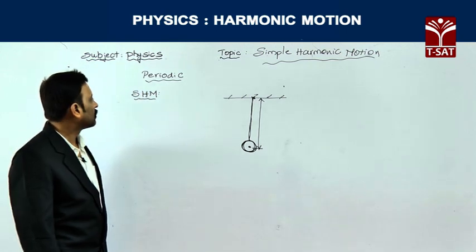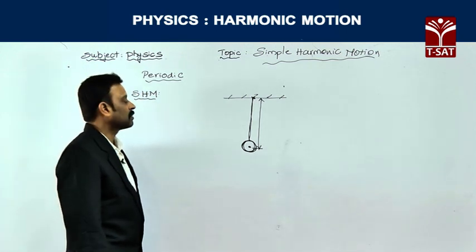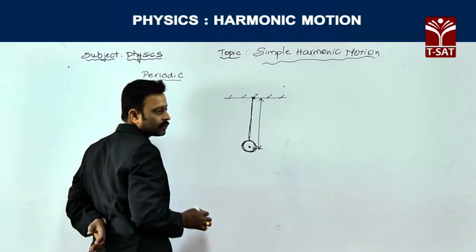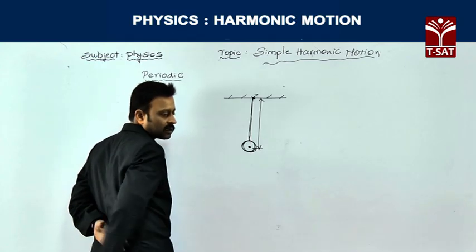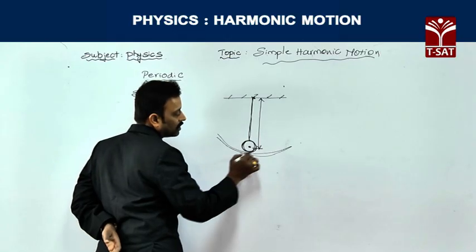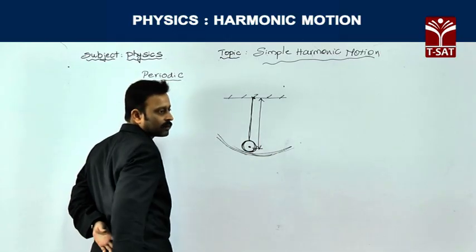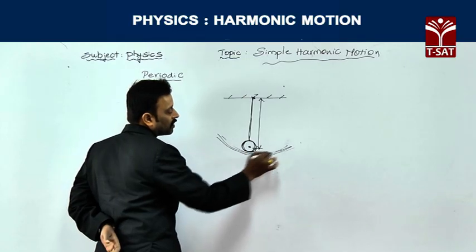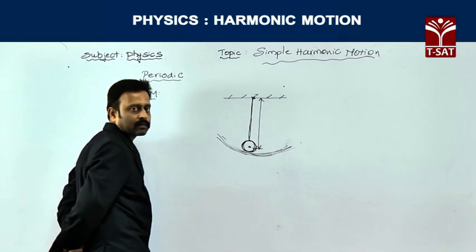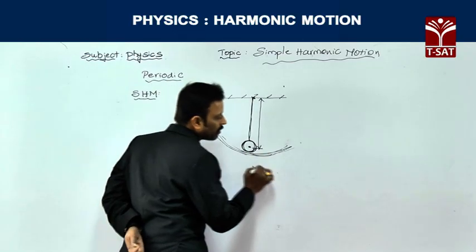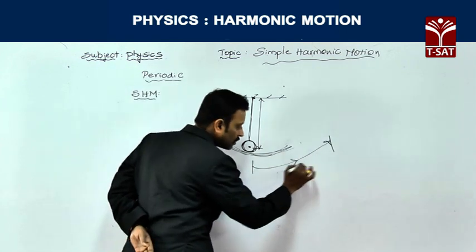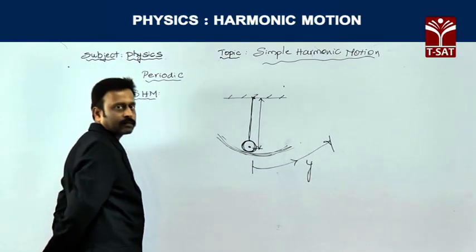I want to make you know what actually is a simple harmonic motion. For example, consider this simple pendulum. The pendulum is initially at rest. When the pendulum is pulled towards one of the sides, either right or left, and released, it oscillates to and fro about its mean position. Suppose the bob of the pendulum has reached this extreme position. Let this displacement be y.